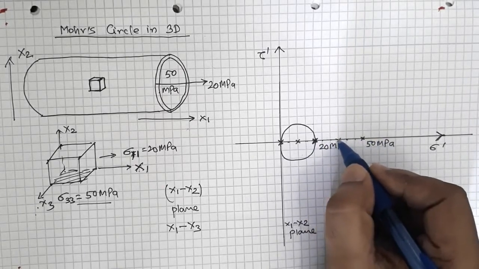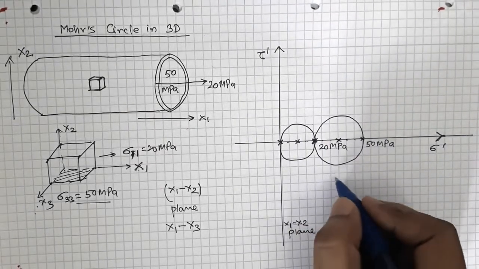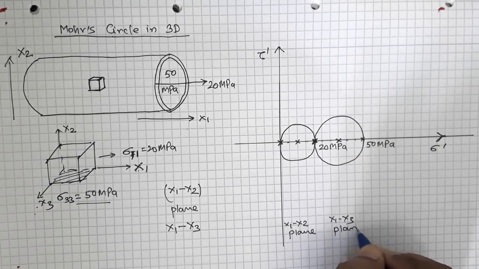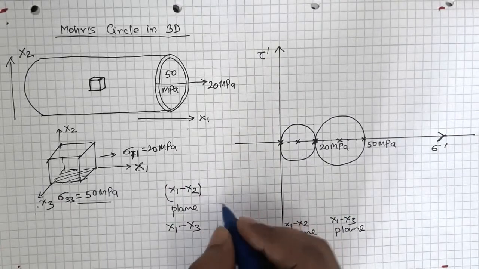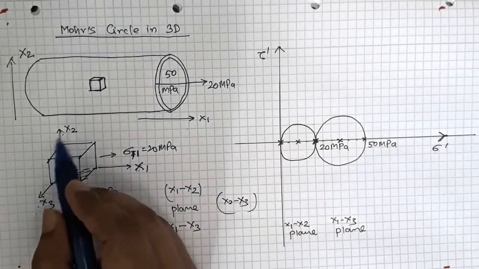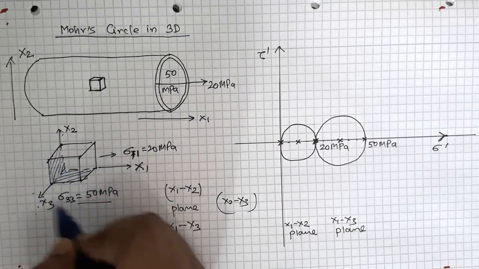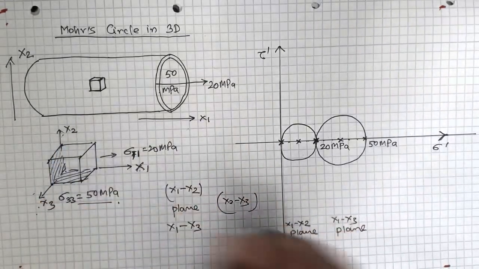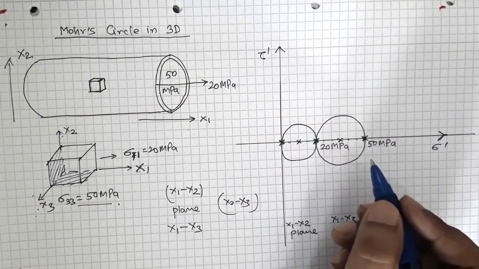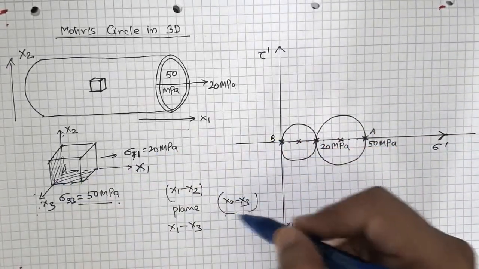So 3 boxes. Here this is my center, so I have to draw a circle. This is my circle which comes from the x1 x3 plane, right? Now I have to take the remaining plane, which is x2 x3. On this plane, in the x3 direction I have stress 50 megapascal, and in x2, 0. So I have 2 points, 50 and 0. I have this point and this point, right? Let's call them A and B. So A and B are the points for the x2 x3 plane.